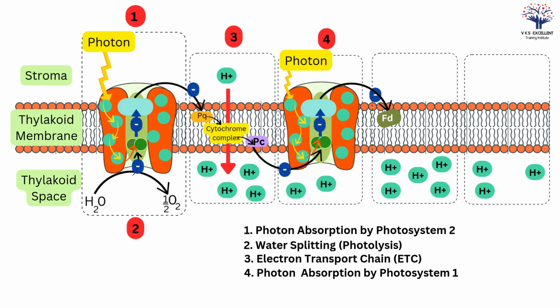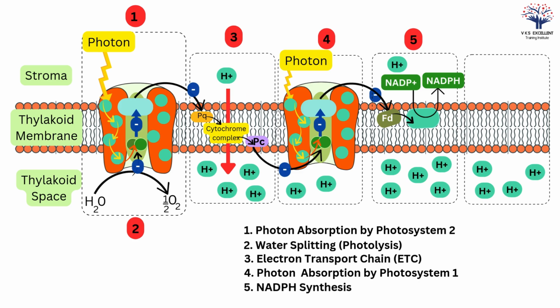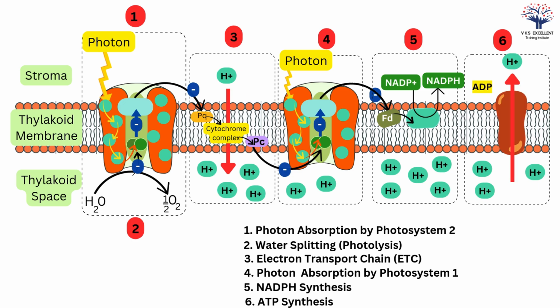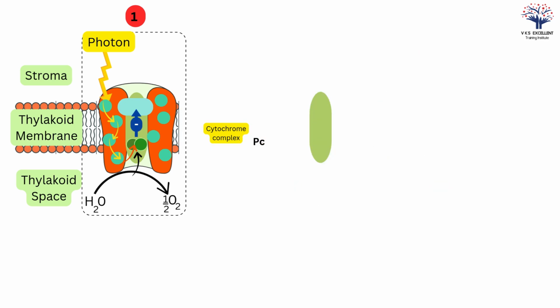The penultimate step is for NADPH synthesis. The enzyme NADP+ reductase catalyzes the transfer of electrons from ferredoxin to NADP+. 2 electrons are required for its reduction to NADPH. This process also removes an H+ from the stroma. The final step is ATP synthesis. Protons flow back into the stroma through ATP synthase, driving the conversion of ADP into ATP.